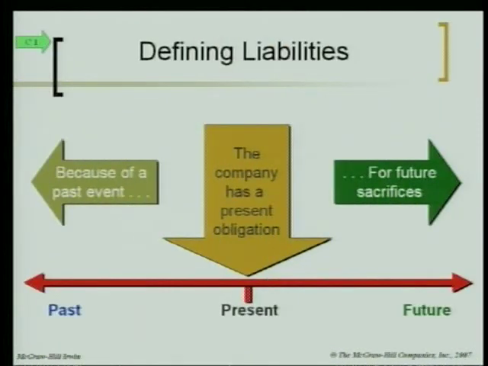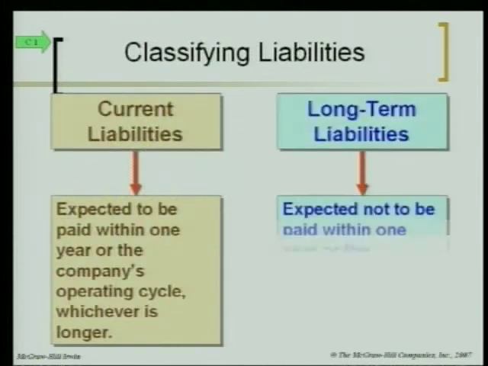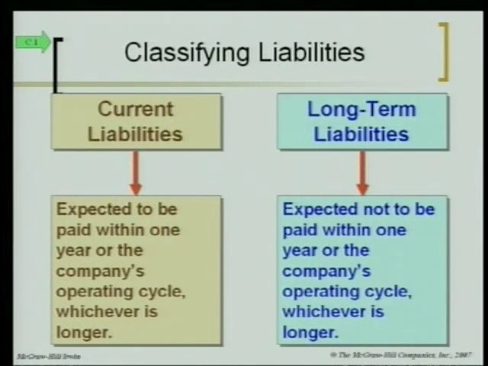What is a liability? Well, a liability is kind of a snazzy way of thinking about it. It's money that we owe right now in the present because of something that happened in the past. And what we're eventually going to have to do is make a future sacrifice, which is usually going to mean cash payment. Okay? That's what a liability is. Okay? Now, there are current liabilities and there are long-term liabilities. Okay? And you can read the differentiation on your PowerPoint between current liabilities and long-term liabilities.